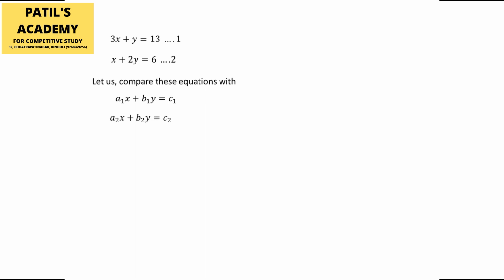So let us start. The given simultaneous equations are 3x plus y equal to 13. This is your first equation. And x plus 2y equal to 6. It is the second equation. Now we will compare these simultaneous equations with a1 x plus b1 y equal to c1 and a2 x plus b2 y equal to c2.